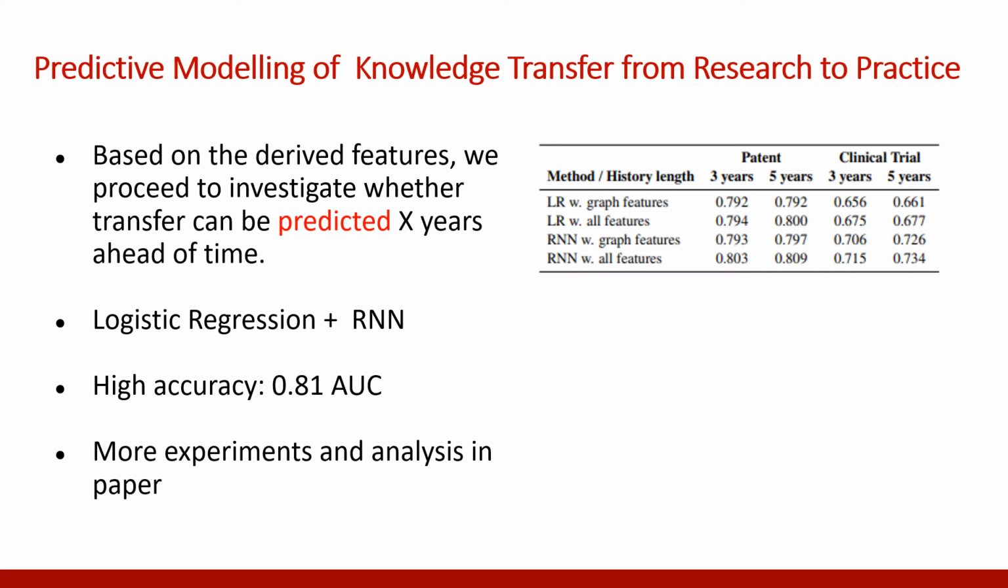Based on the derived features, we proceed to investigate whether transfer can be predicted X years ahead of time. Here, we leverage logistic regression plus a recurrent neural network, which achieves 0.81 AUC, indicating that our mechanisms can help explain knowledge transfer to a great extent.